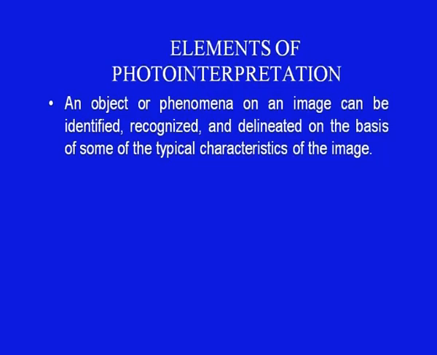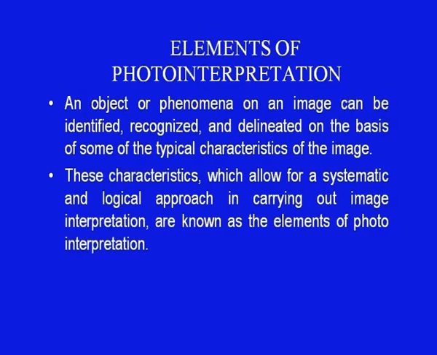Now let us look at the various elements which assist in the whole analysis procedure. An object or phenomena on an image can be identified, recognized and delineated on the basis of some typical characteristics of the image. These characteristics, which allow for a systematic and logical approach in carrying out image interpretation, are known as the elements of image photo interpretation, and will now be discussed one by one.